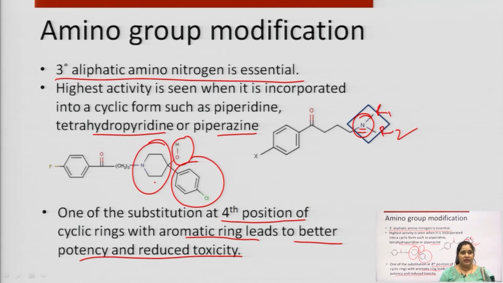Apart from this, if we also substitute the fourth position of these cyclic rings, like in this case OH, and this parachlorophenyl ring acts as a substituent. By substitution of these cyclic rings with an aromatic ring like the parachlorophenyl, that will lead to much better activity, and apart from that, one more benefit, that is also a decrease in the toxicity.